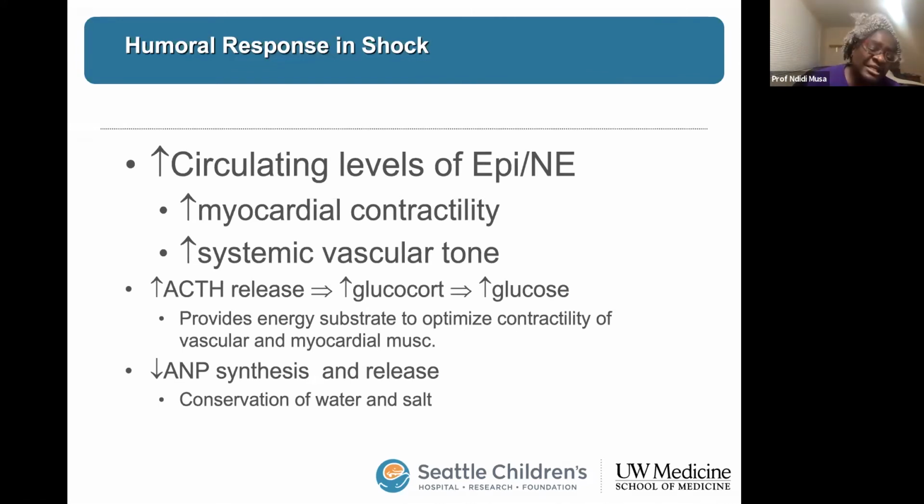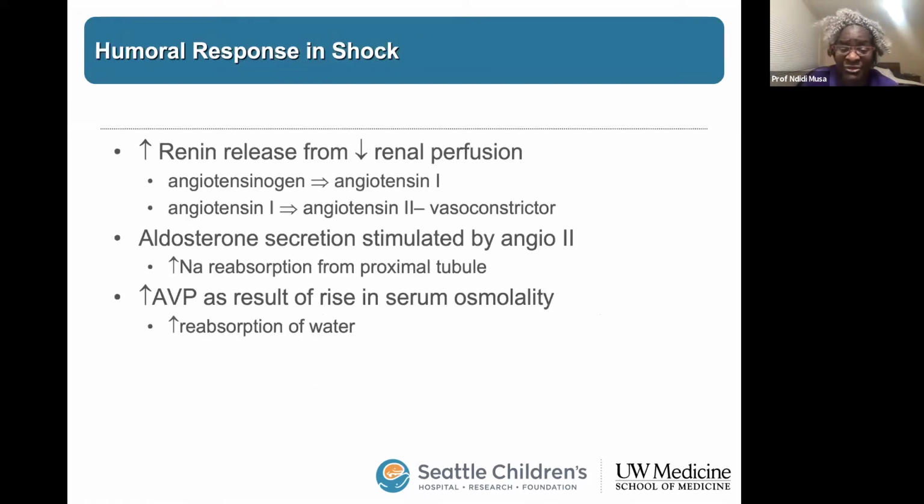You have a decrease in atrial natriuretic peptide synthesis. And so you have conservation of water and salt. So the kidneys say, I'm not that important. I need to conserve water and salt to try to increase my circulating volume.